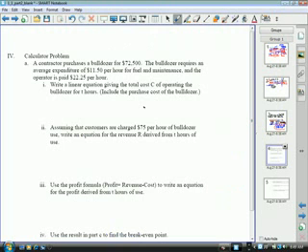All right. It says a contractor purchases a bulldozer for $72,500. It says the bulldozer requires an average expenditure of $11.50 per hour for fuel and maintenance, and the operator is paid $22.25 per hour. Okay, write a linear equation giving the total cost of operating the bulldozer for T hours. So what do you think?